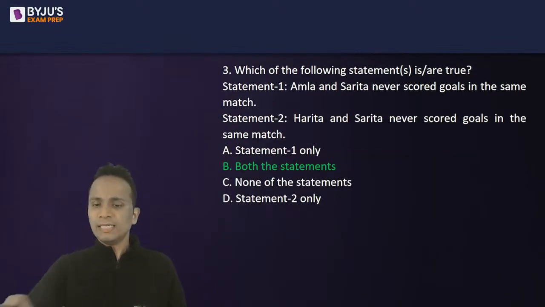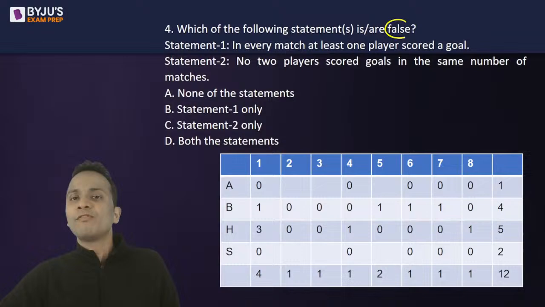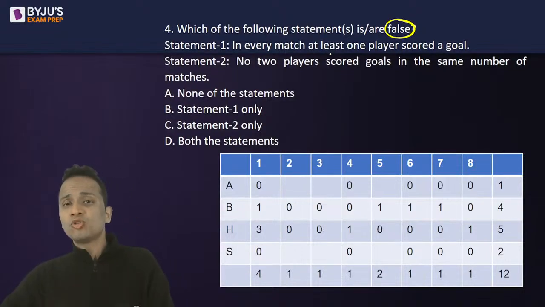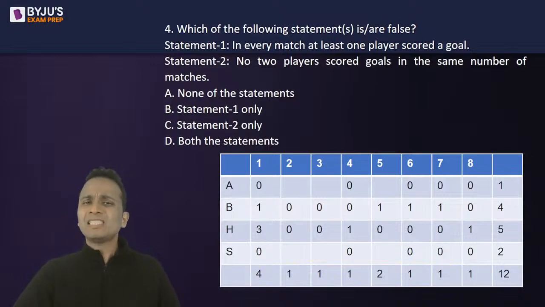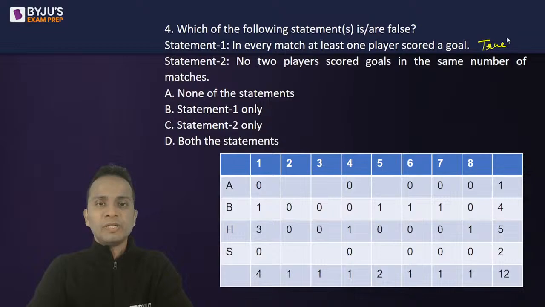Both statements are true. Question number 4. Which of the following statements is or are false? Statement number 1. In every match, at least one player scored a goal. Is this statement true or false? You can see in every match, at least one goal is scored. So yes, we can say that in every match, at least one player must have scored. So this statement is true, right? Any doubt?